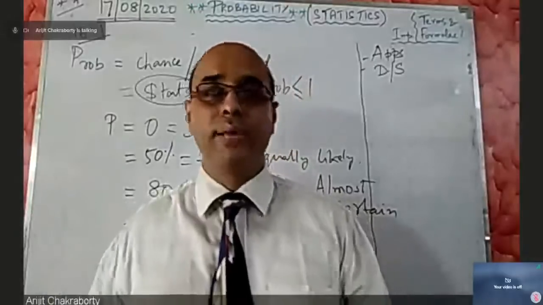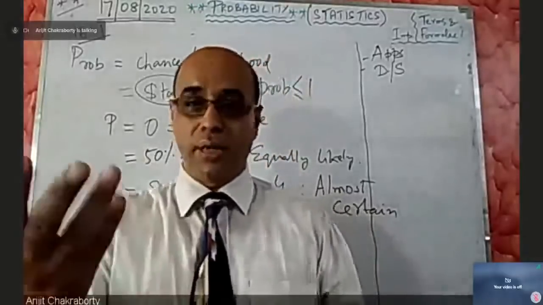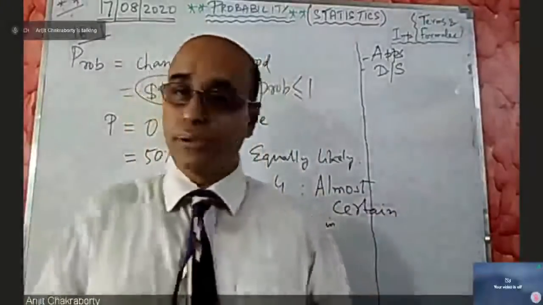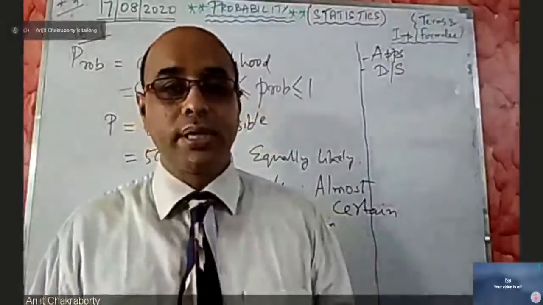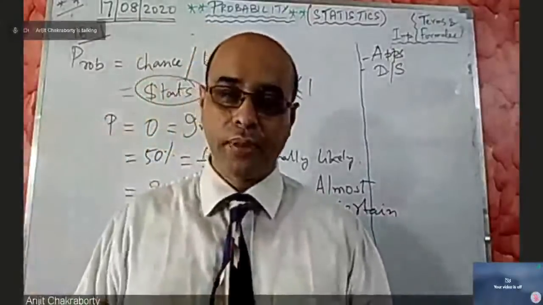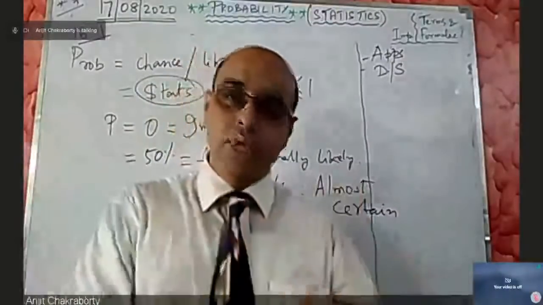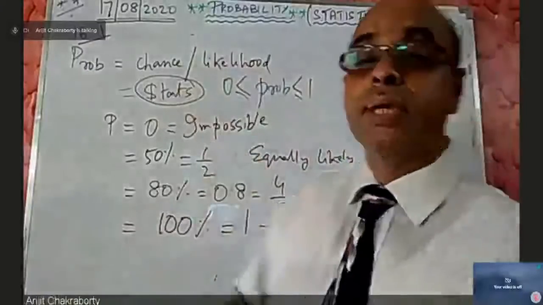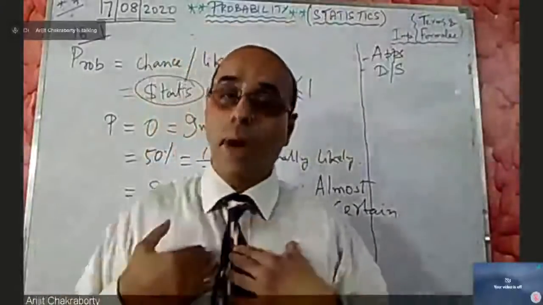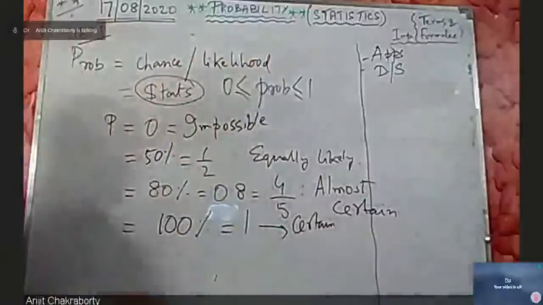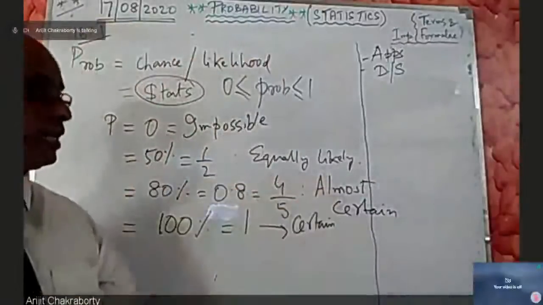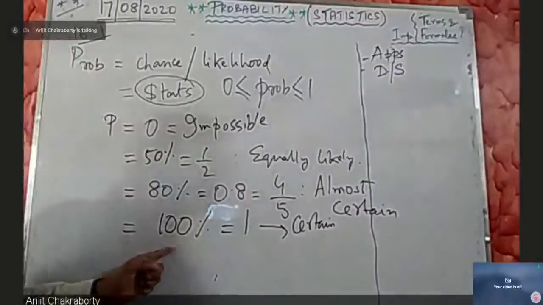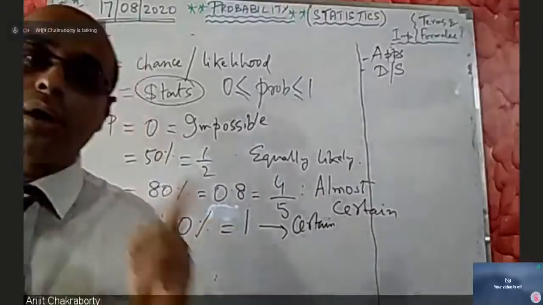We shall never deal with negative probability. You cannot have minus, for example, minus 3 by 5. You cannot have a probability of 5.4. No. Probability will lie between 0 and 1. As I said, if it is impossible for me to pass the exams, P equals 0. Impossible. If it is 50%, equally likely. If it is 80%, almost certain. And if it is 100%, that means I am sure of passing.